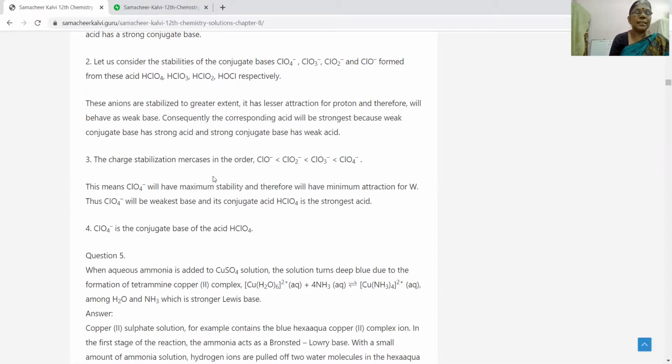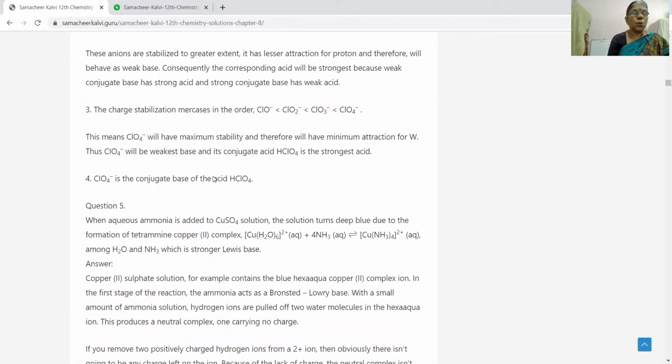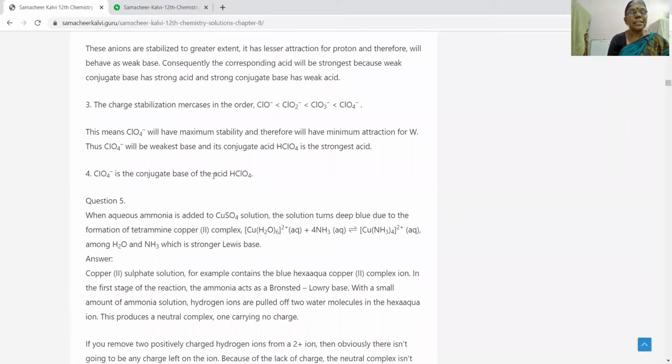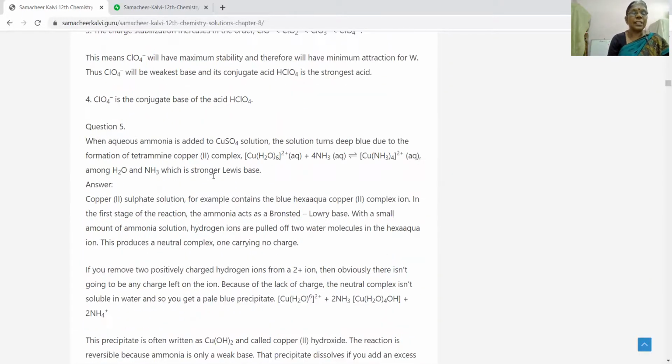The charge stabilization increases in the order ClO minus, ClO2 minus, ClO3 minus and ClO4 minus, in ascending order. That means ClO4 minus will have the maximum stability and therefore the minimum attraction for protons. Thus, ClO4 minus will be the weakest base and its conjugate acid HClO4 is the strongest acid. So, ClO4 minus is the conjugate base of the acid HClO4.